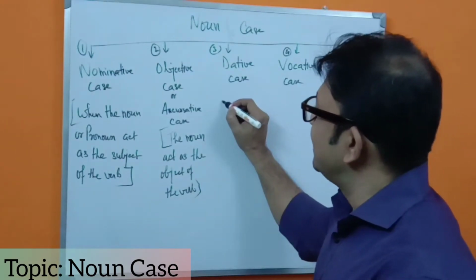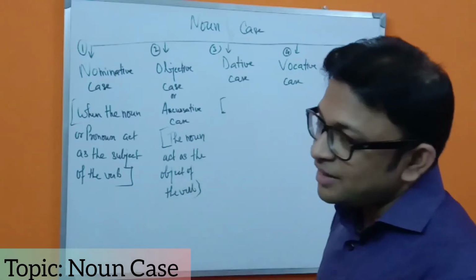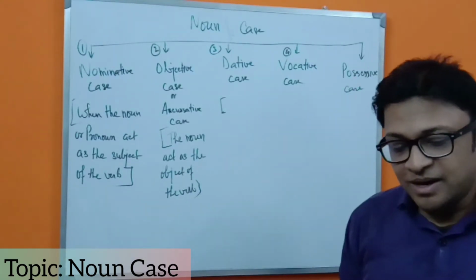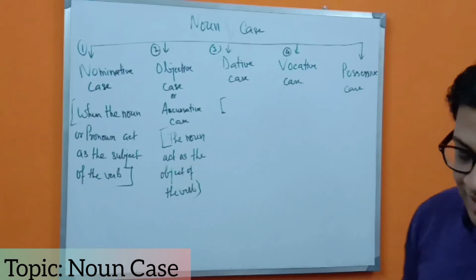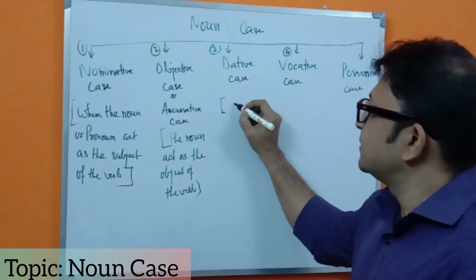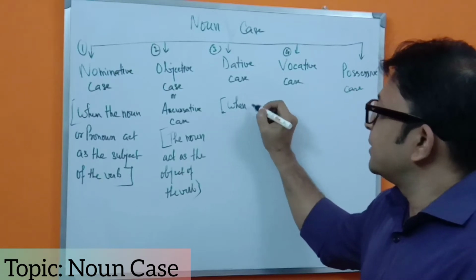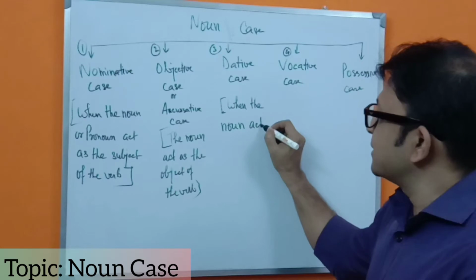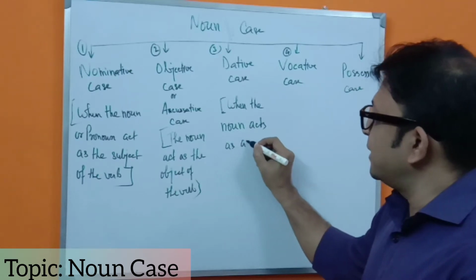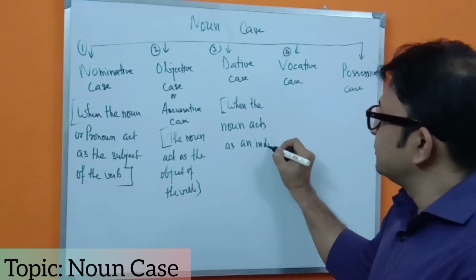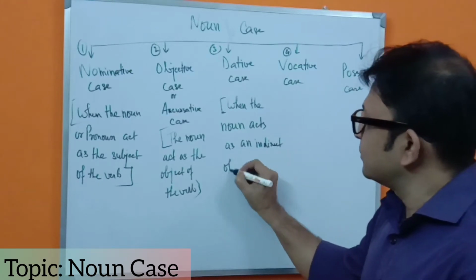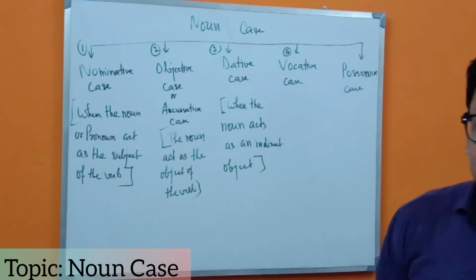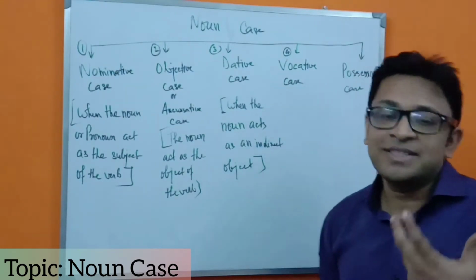Now, what is dative case? Dative case shows that when the noun acts as an indirect object. That means it is not the direct object when you are questioning the sentence.